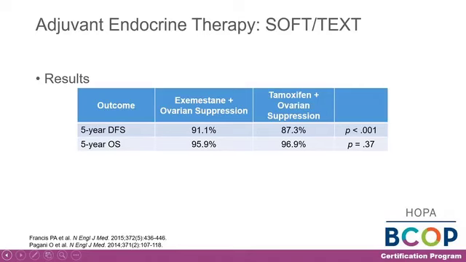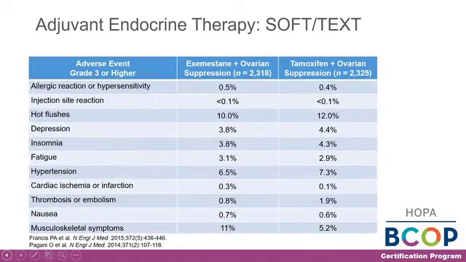So with this data, the NCCN guidelines were updated to include ovarian suppression plus an aromatase inhibitor as a category 1 recommendation for adjuvant endocrine therapy in a premenopausal woman. I've included the adverse events that were grade 3 or higher here as well. The biggest, most common side effects in both of the arms were hot flashes, and those were comparable between the 2 arms.